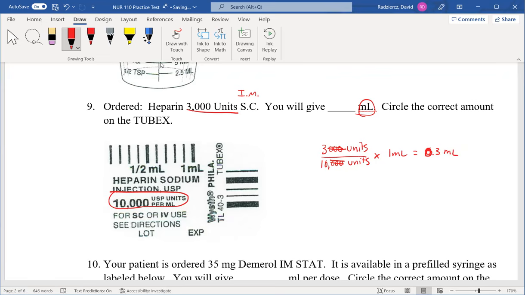Then you would look at your Tubex. So basically, it's just like a syringe. And you look to see, okay, this is half a milliliter, which is the same thing as 0.5. Let's just make sure these are in increments of tenths.